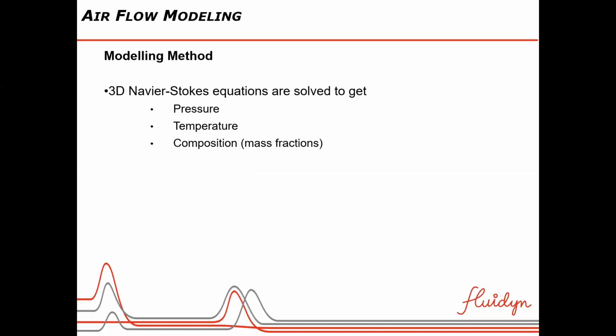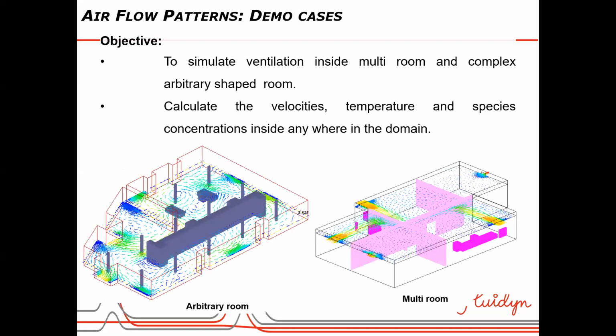As you see, we are solving the basic Navier-Stokes equations, solving for pressure, temperature, and compositions. First, we'll see some ventilation in a partially confined domain. For example, this is an arbitrarily created domain.